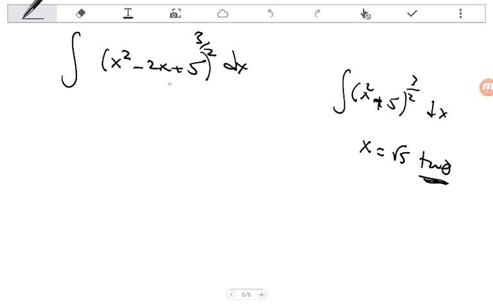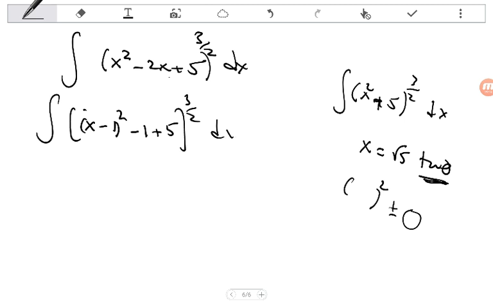But now we have another term here, which is 2x. Do you remember we have learned how to deal with these expressions and make them a form of something squared plus or minus something? Completing the square, yes. So how do we deal with this? We just complete the square. So we make it x minus 1 all squared minus 1 plus 5. So this will be x minus 1 all squared plus 4, whole power 3 over 2.